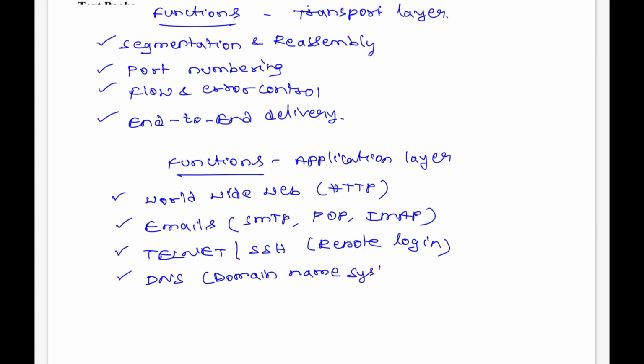Domain Name System. And at last we're going to observe the SNMP, the network management protocol.